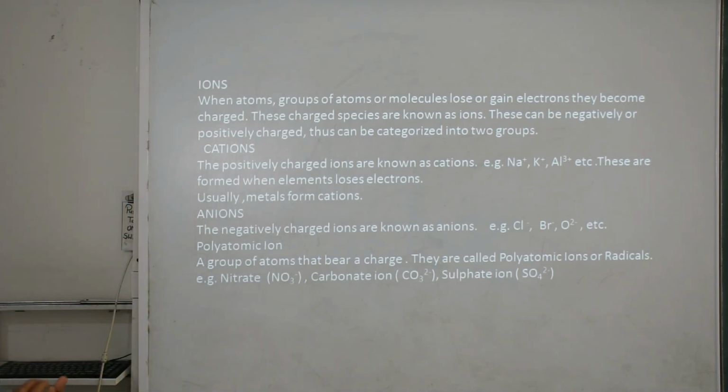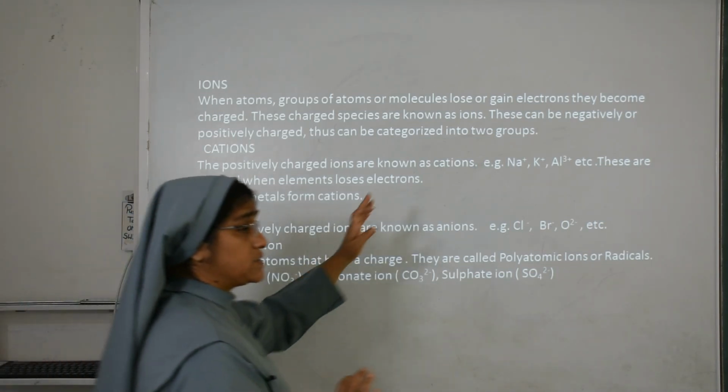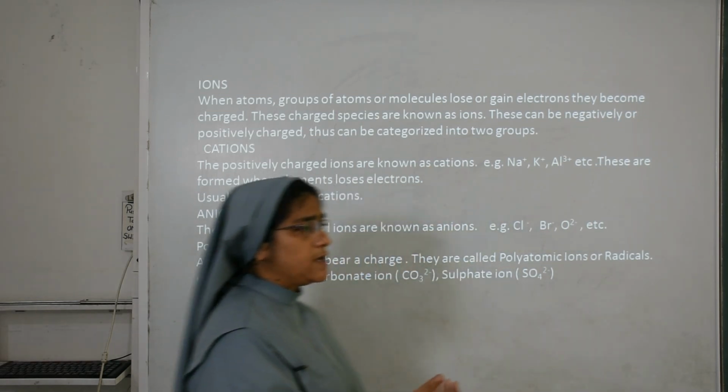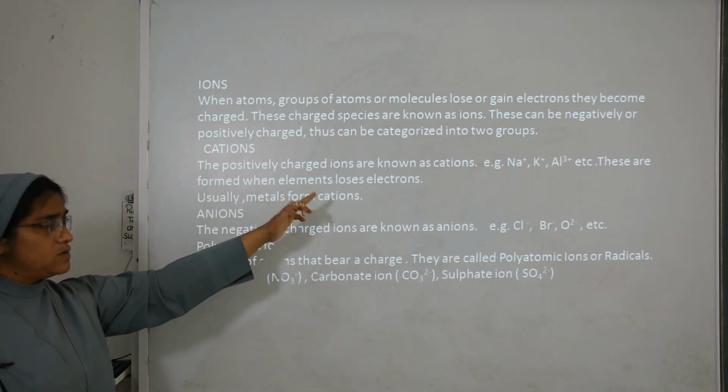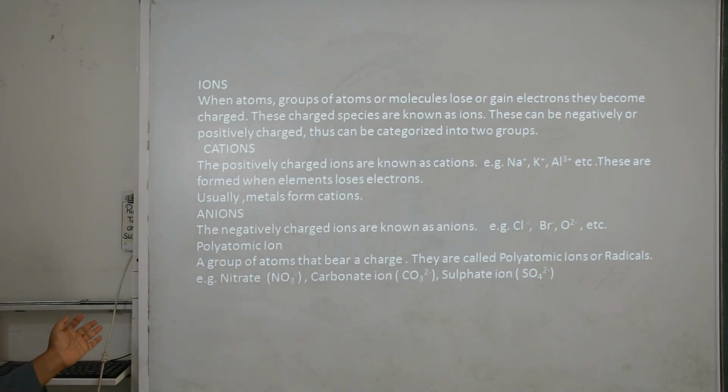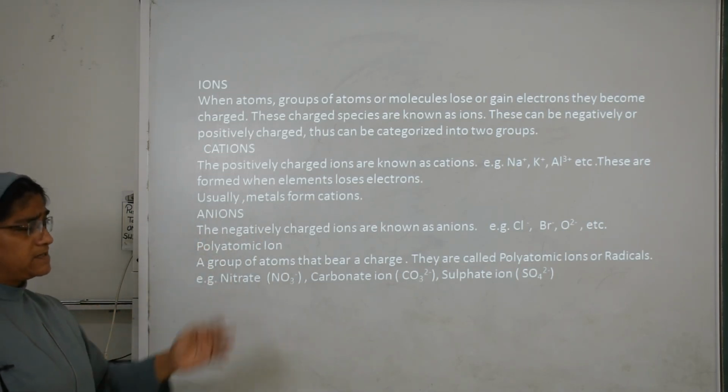So why does sodium get a positive charge? Because sodium loses an electron. Then how did aluminum get the positive charge? Because aluminum loses electrons. These are formed when elements lose electrons. Now, usually metals form cations.